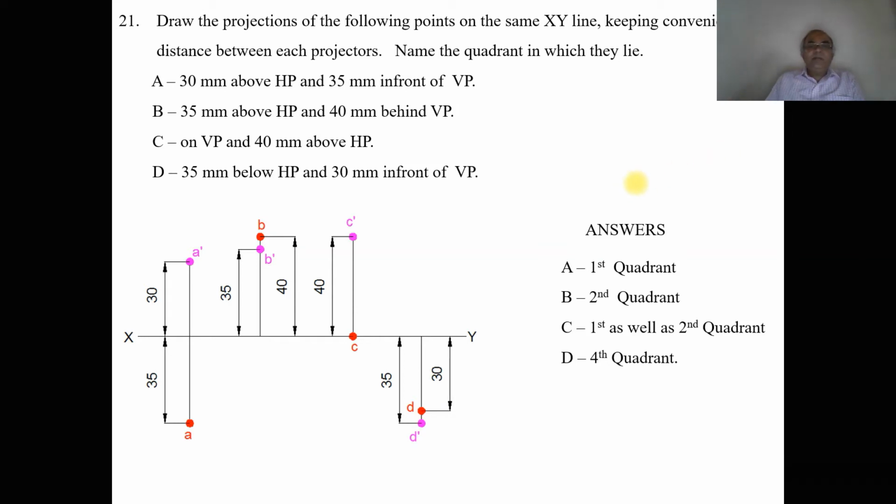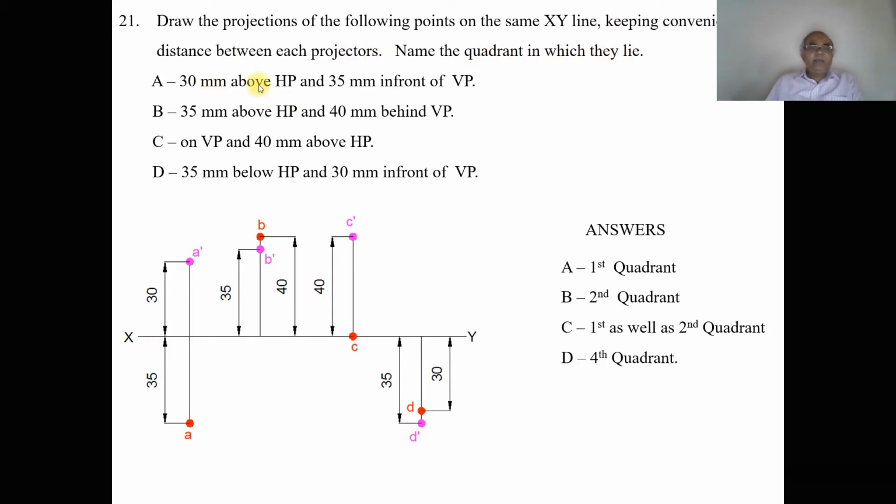Now, continuing from the combination of quadrants, we are going to analyze and try to solve another problem. Draw the projections of the following points on the same xy line, keeping convenient distance between each projector. Name the quadrants in which they lie.